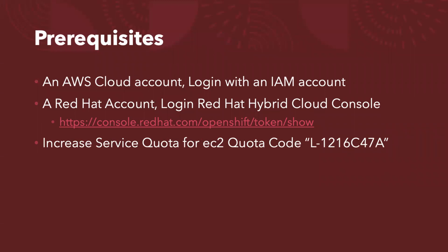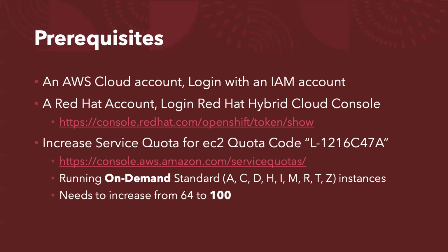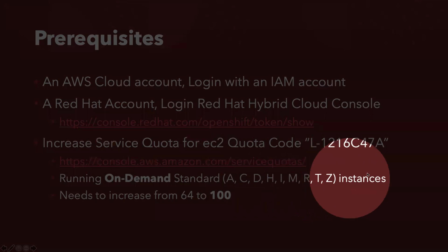Thirdly, the most important part: by default, AWS Cloud does not allow you to create an OpenShift Container Platform cluster. You need to increase the service quota for EC2 instances, for the right quota code listed here. So you can go directly to this link, or you can go to the AWS Cloud Console and search for service quotas. And make sure you increase the correct quota code. It's called Running On-Demand Standard instances.